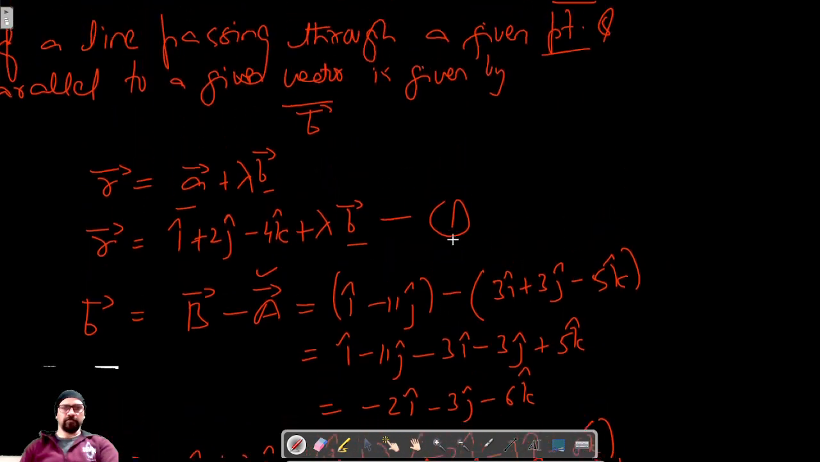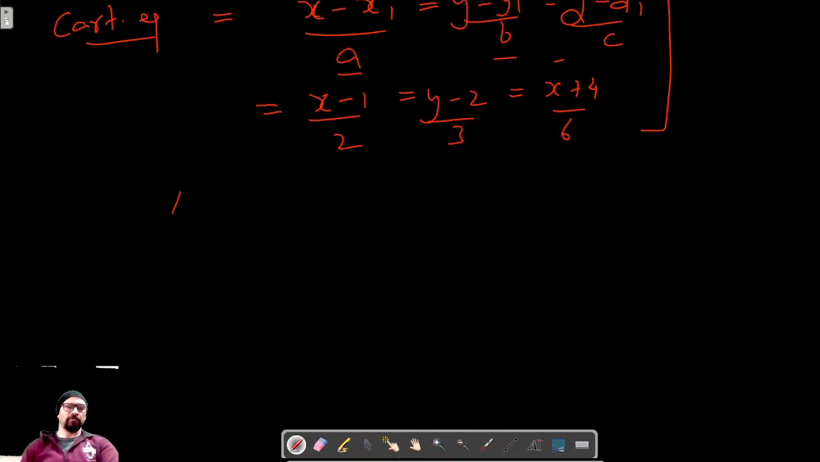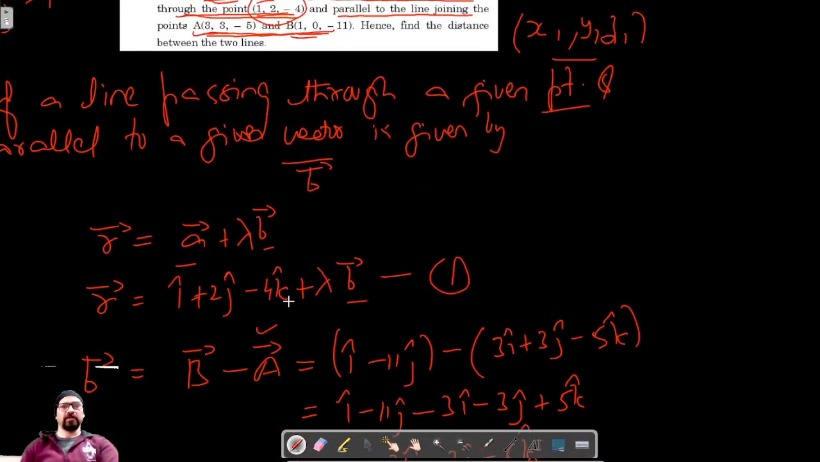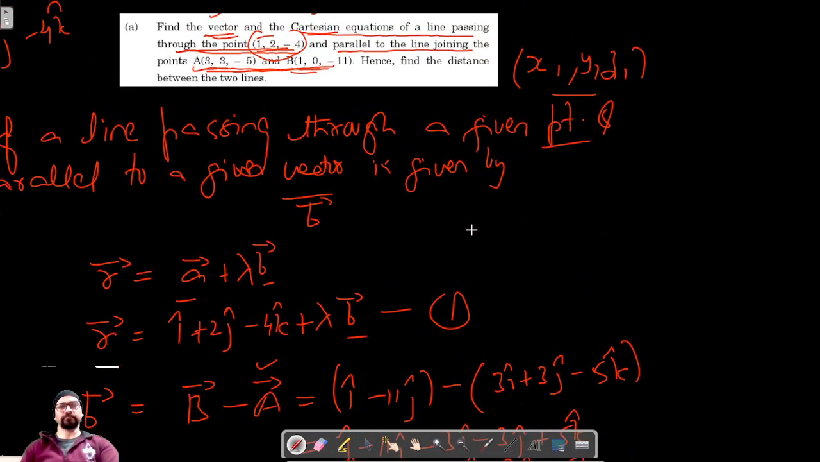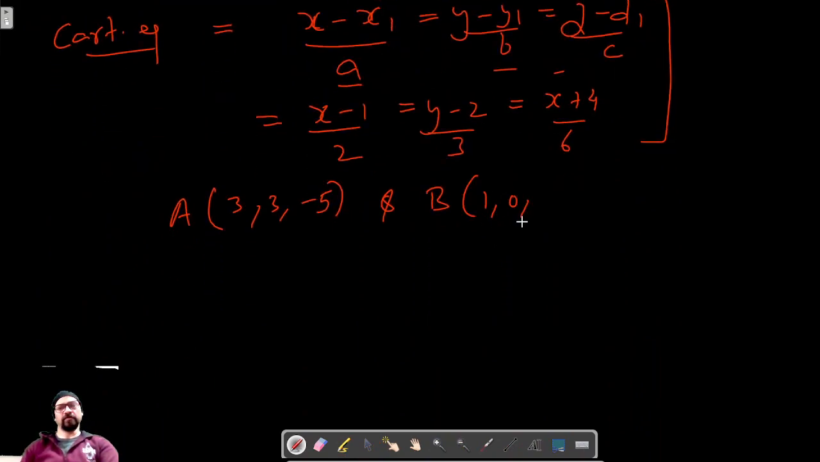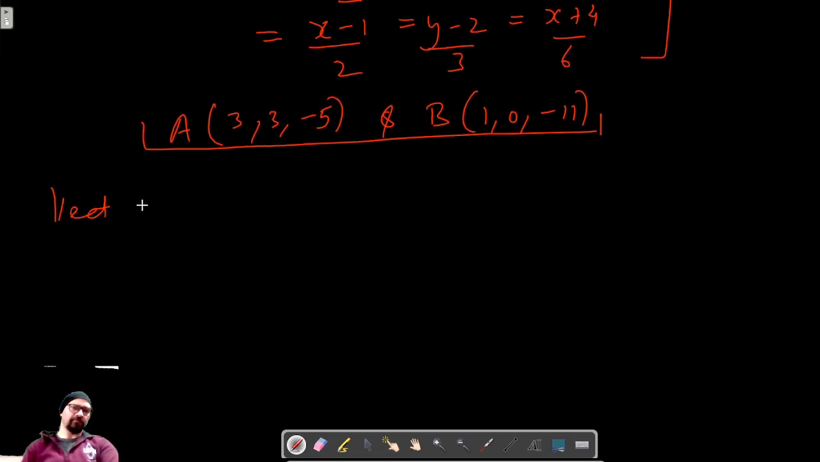Okay, now let's also write down the equation of the line that is passing through these 2 points. So our points are A, which is (3, 3, -5), and B, which is (1, 0, -11). Now the vector equation of a line passing through 2 points is given by r vector is equal to a vector plus lambda into b vector minus a vector.